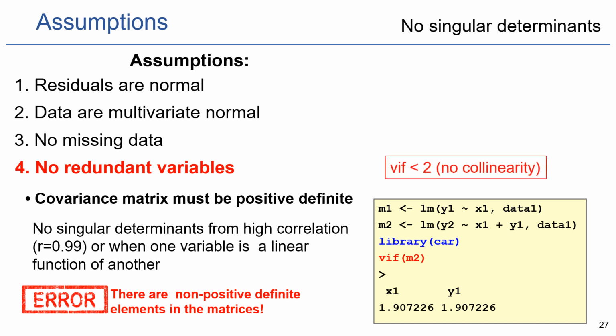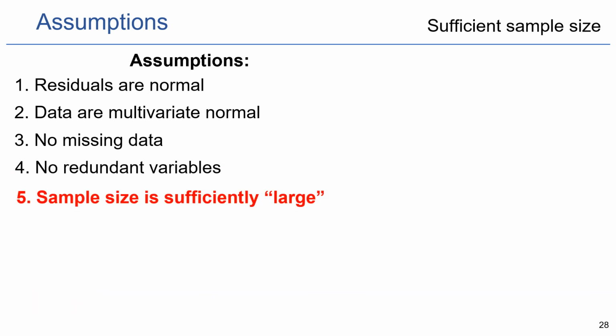And if our VIF is larger than or equal to 2, then we can say there might be some collinearity. But if it's less than 2, then we may accept that our determinants are not redundant or not singular.